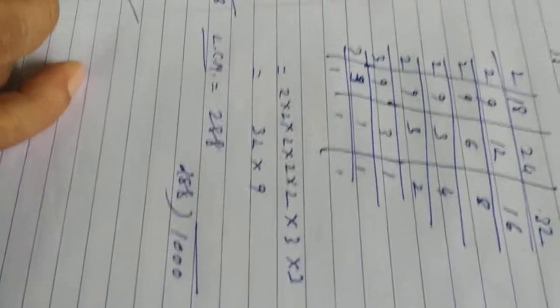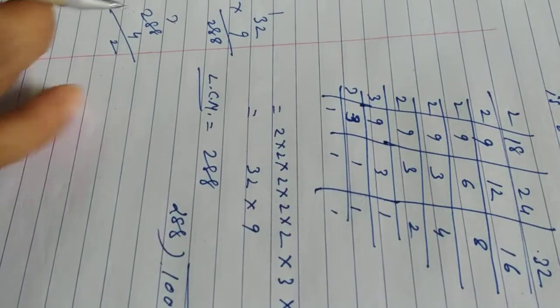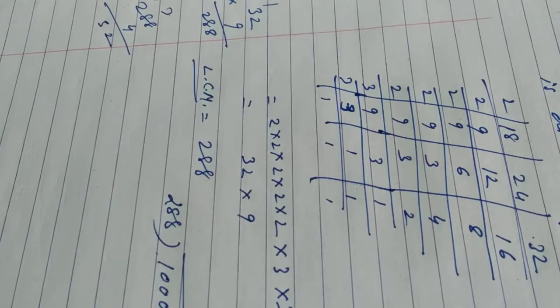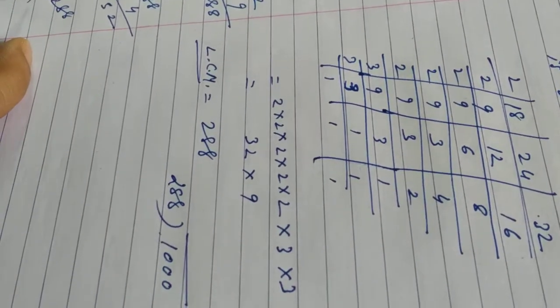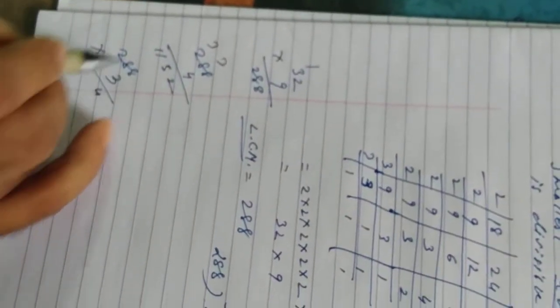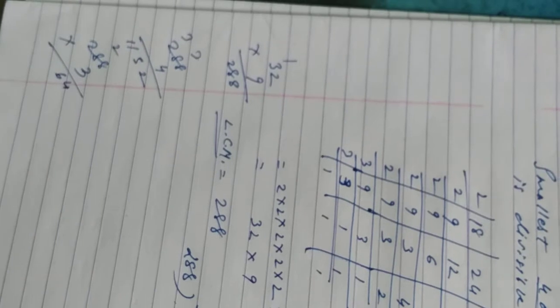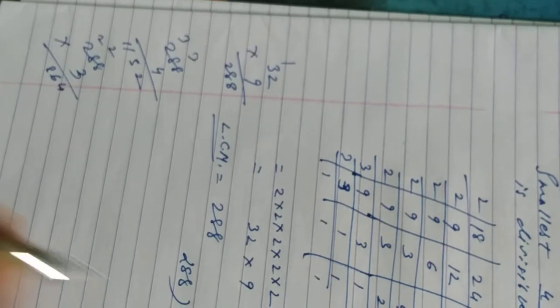Let's try with 4. 4 8s are 32. So 2, 4 3s are 12... it's too big. So we have to divide it by maybe 3. So let's try with 3. 3 8s are 24. So 4, 3 2s are 6 plus 2, 8. 3 2s are 6 plus 2, 8. So 288, 3 times is 864.